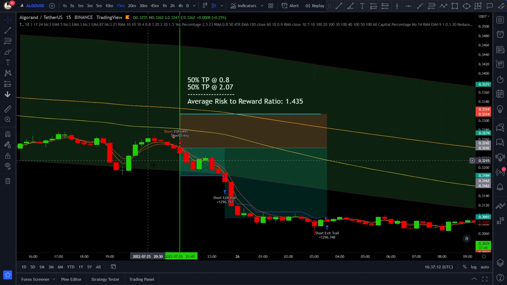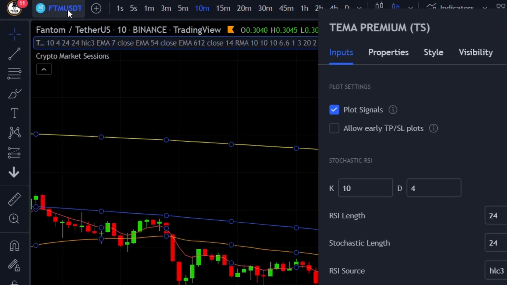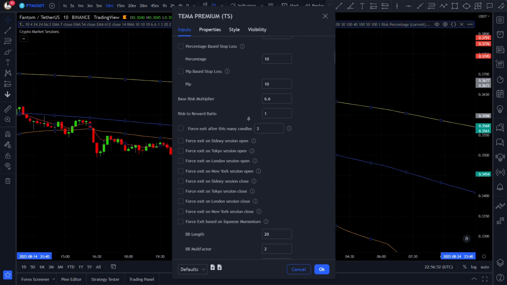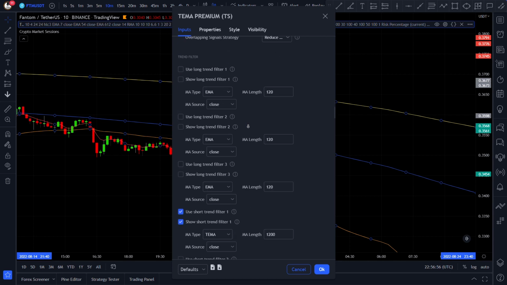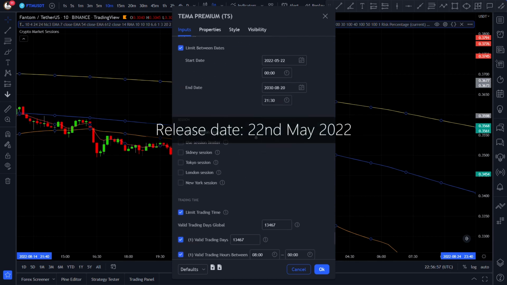Let's move on and see the next optimization. This one also uses the EMA premium script, but now I optimized it for the FTM USDT 10-minute chart. I also allowed taking short trades only for this script, as the current bearish market provides better opportunities for short positions. The optimization was released for the smart traders on the 22nd of May.